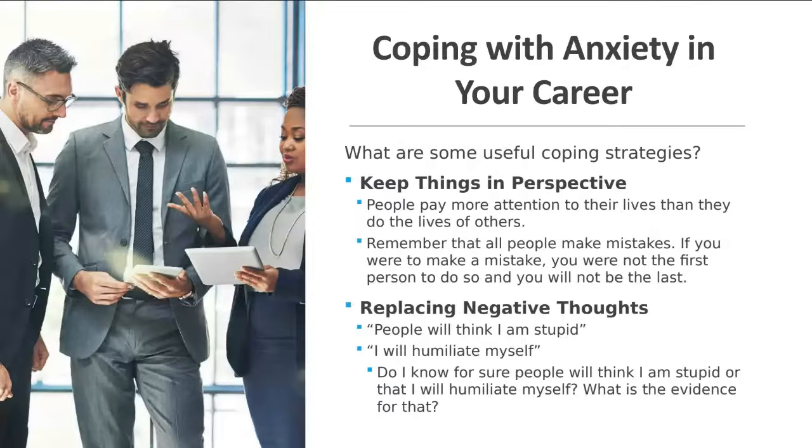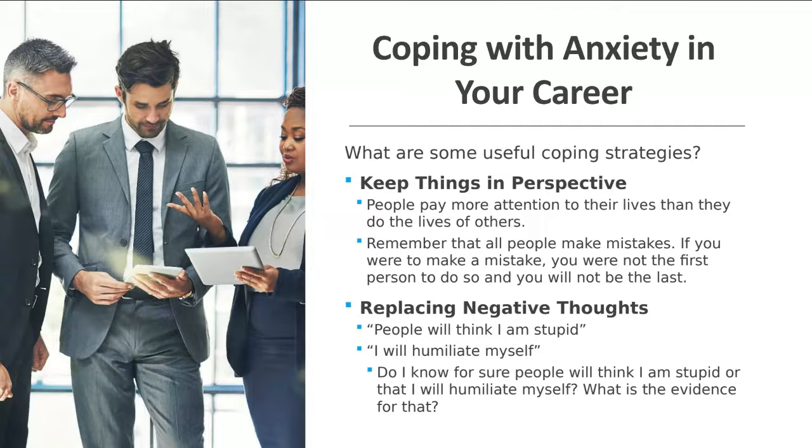Okay, so some useful coping strategies that we can use are initially just keeping things in perspective. So recognizing that people pay more attention to their own lives than to the lives of others. Remembering that everyone makes mistakes. You probably won't be the first person to make a mistake, and you won't be the last person to make that mistake either. And so that can give you a sense of feeling like you're not the only one who has experienced this, or that maybe some of those past experiences don't necessarily correlate with future experiences.